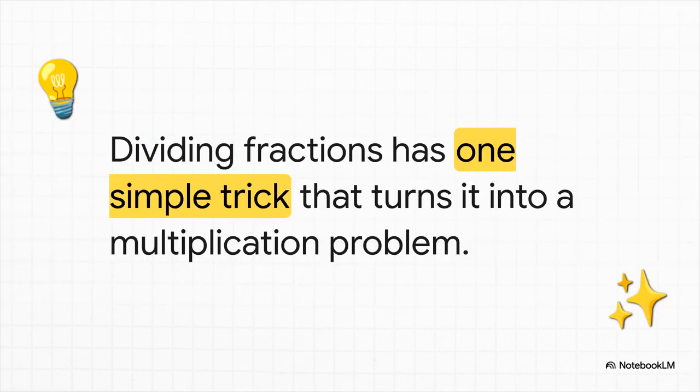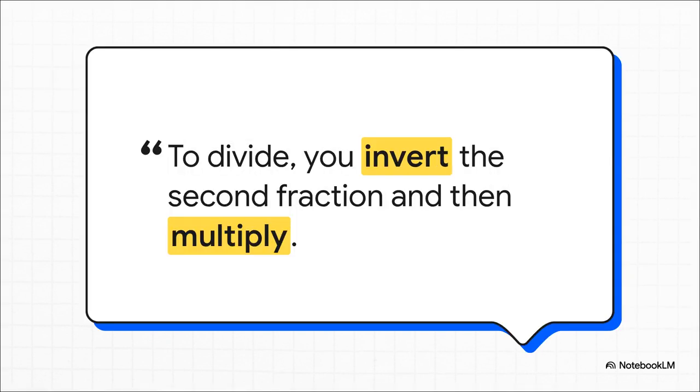Okay, so that's multiplication, but what about division? Now this is where I see people get tripped up sometimes, but honestly, it all comes down to knowing one simple, powerful trick. It's a little secret move that turns a scary division problem into an easy multiplication problem we already know how to solve. You ready for it? The big secret is invert and multiply. That's it. That's the whole trick.